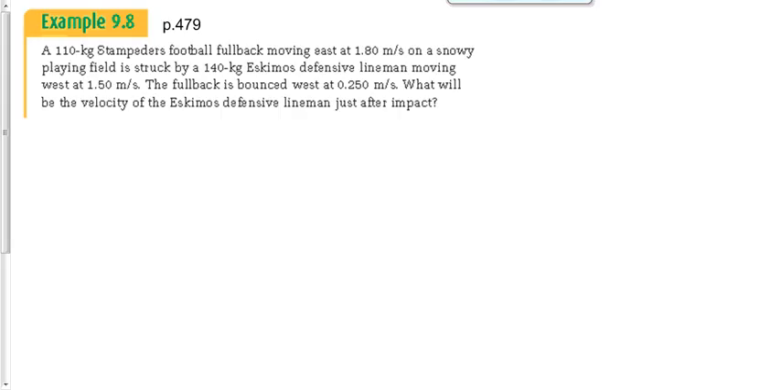Before we do anything else at least, I'm going to pull out the red pen, circle something. What do you think I should circle? East and west, yeah. This guy's going east, this guy's going west. It reminds us that there's some positives and negatives in here. Something's got to be positive, something's got to be negative. Probably east positive. We're going to make the Stampeders player 1, the Eskimos player 2. That means that mass 1 is 110 kilograms, and mass 2 is 140 kilograms.